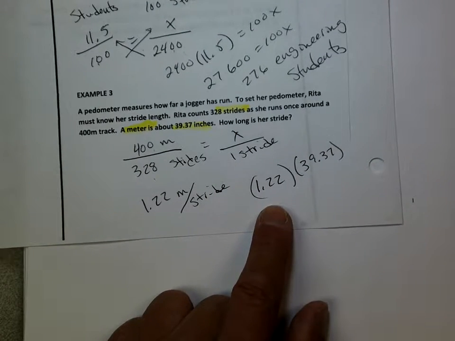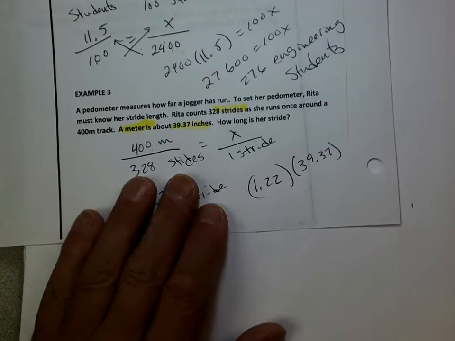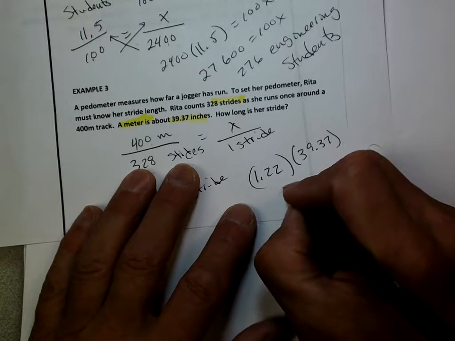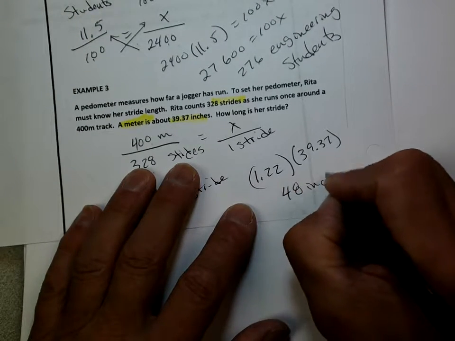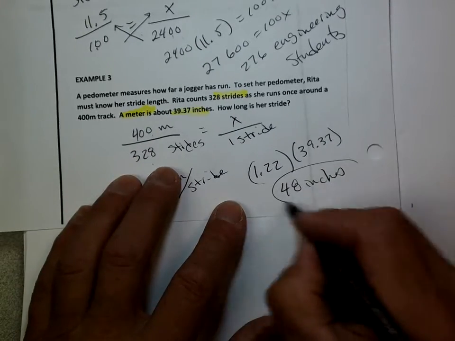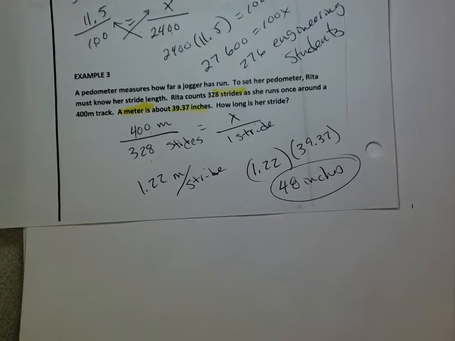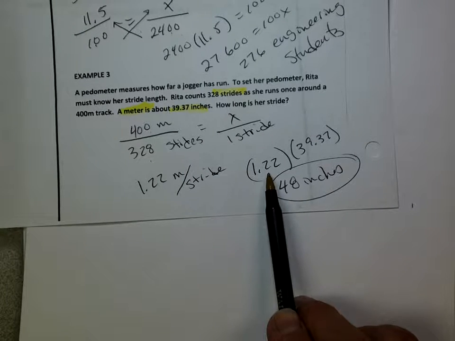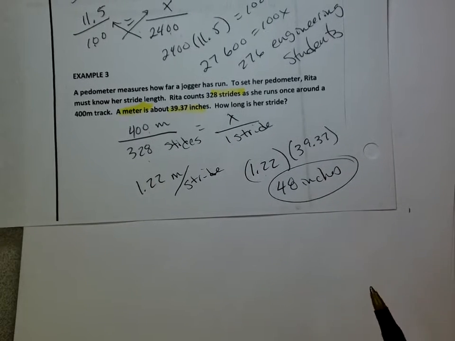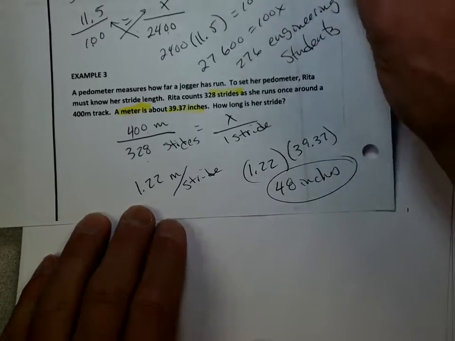So I'll go 1.22 times my 39.37, and I get an answer about 48 inches is their stride length, or 1.22 meters, right? I mean, if you're European, you're going to like the 1.22 meters. If you're an American, you've got to use inches. Okay, let's turn the page.